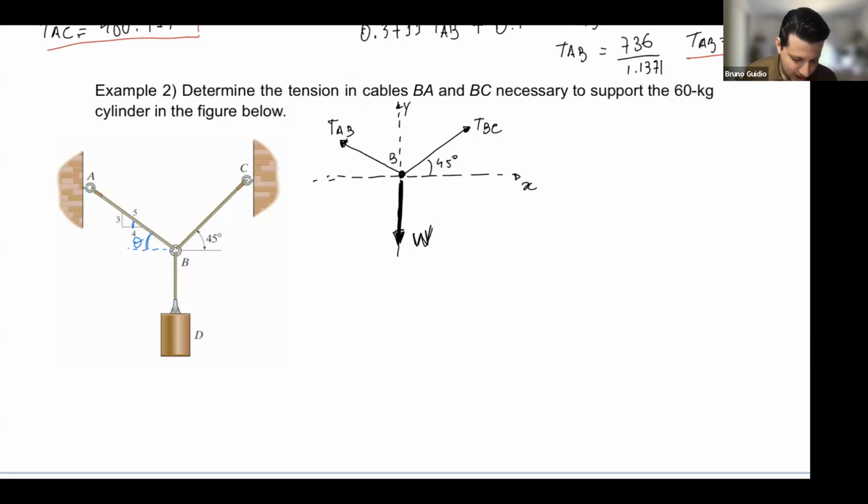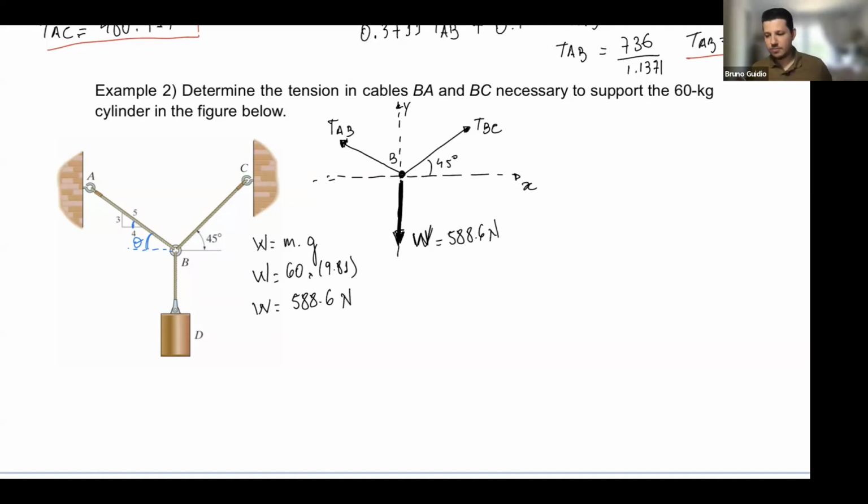Let's start with the weight. The weight is mass times gravity. Weight here is going to be mass, 6 kilograms, times gravity, let's use 9.81. So the weight here is going to be, I have my notes, 588.6 newtons. Sounds good? So it was given the mass, but what I need is the weight.